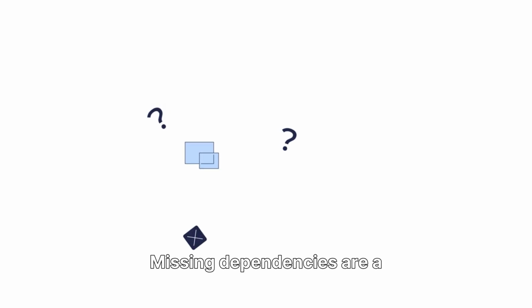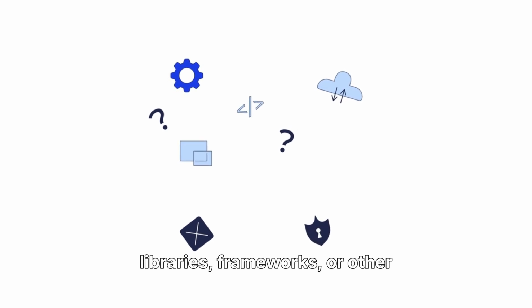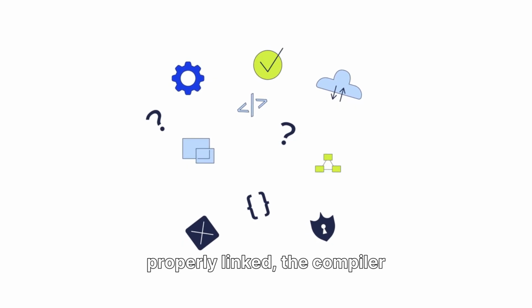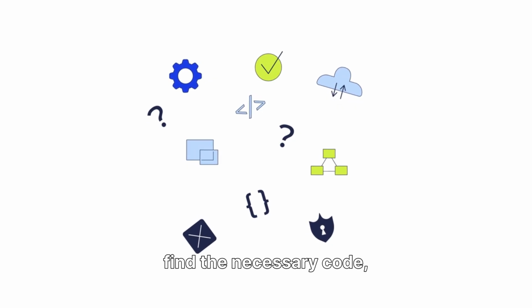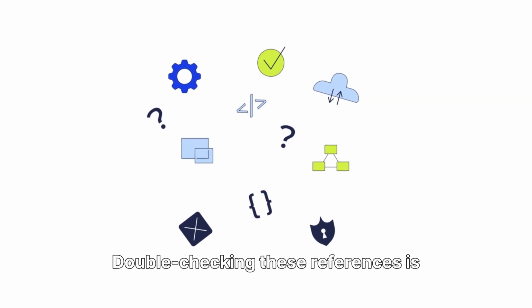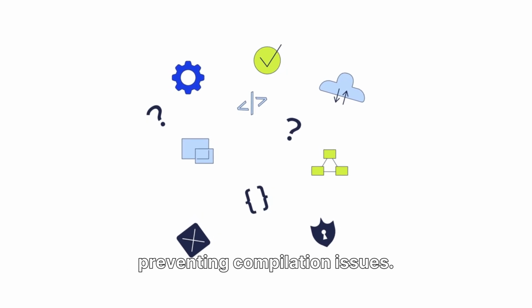Ensure all project dependencies are correctly referenced and included. Missing dependencies are a common cause of build failures. Dependencies can include external libraries, frameworks, or other projects within your solution. If these are not properly linked, the compiler won't be able to find the necessary code, leading to errors and an incomplete build. Double-checking these references is a critical step in preventing compilation issues.